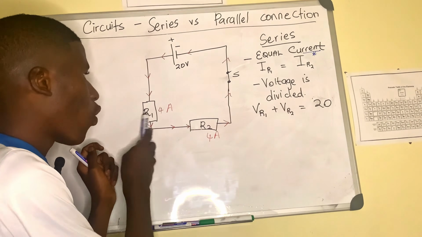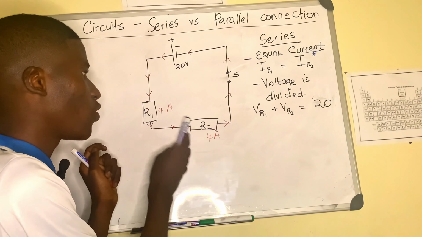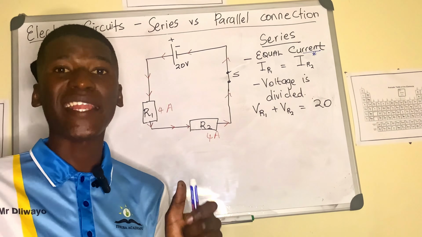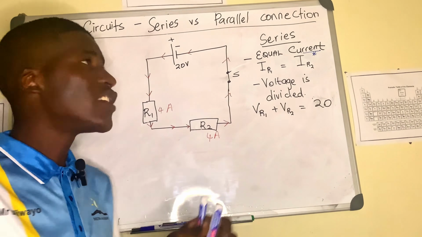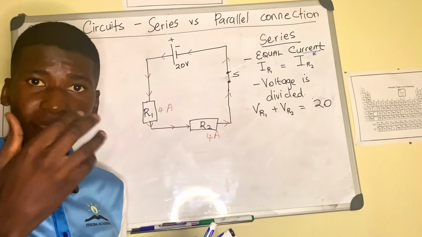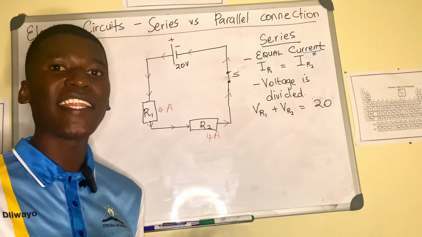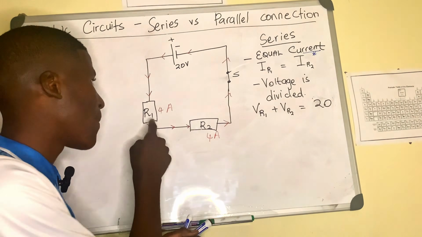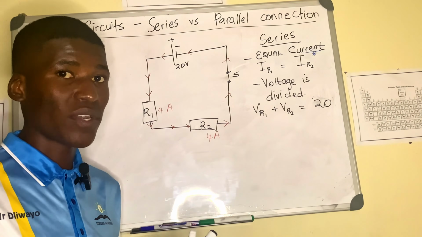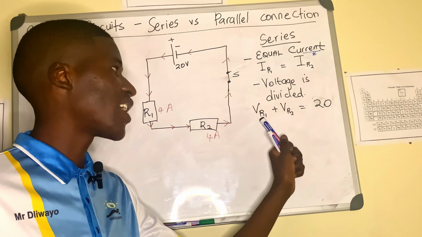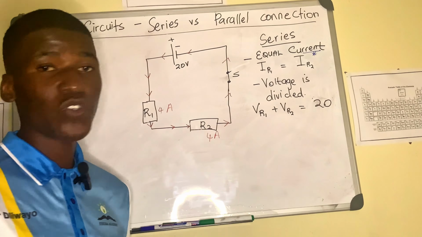As long as you combine the sum of the voltages of both these resistors, you must get the total one, because there are only two here. So these 20 volts of energy that is provided by the battery, it will not be shared equally. These 20 volts will be divided amongst these two resistors. All right, so we say that the voltage is divided. So voltage in R1 plus R2 is equal to 20.